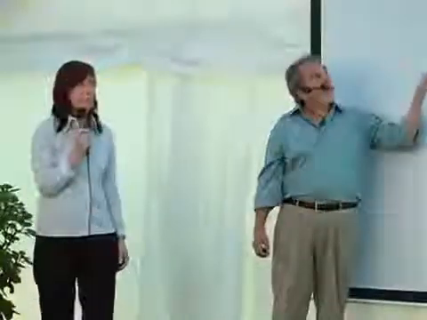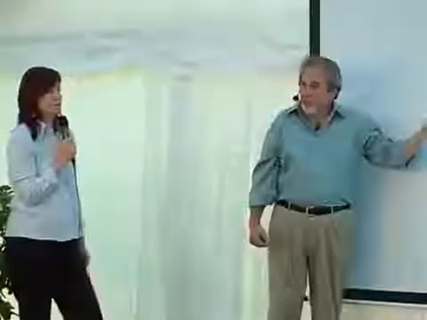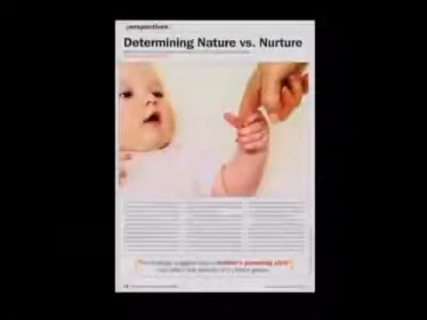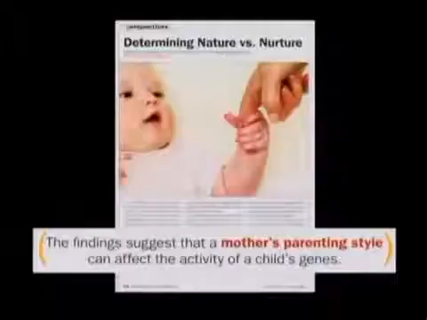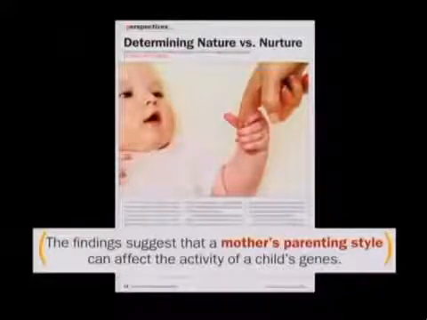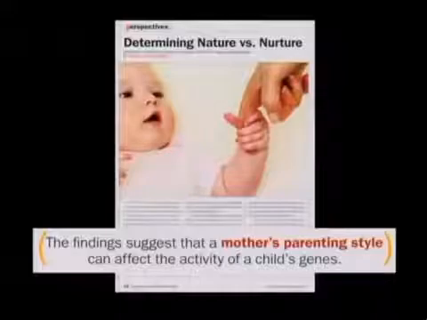And I have been talking about how parents influence the genetics of the child, and I say parents are genetic engineers because they shape the genetics of their child. And I've been talking about that for 20 years, and now finally science, and this is from Scientific American, and the conclusion, as I show, the findings suggest that a mother's parenting style can affect the activity of a child's genes. So there is a lot of responsibility in being a parent that we have not been aware of because we've always said genes control biology, but it's the environment that controls biology.